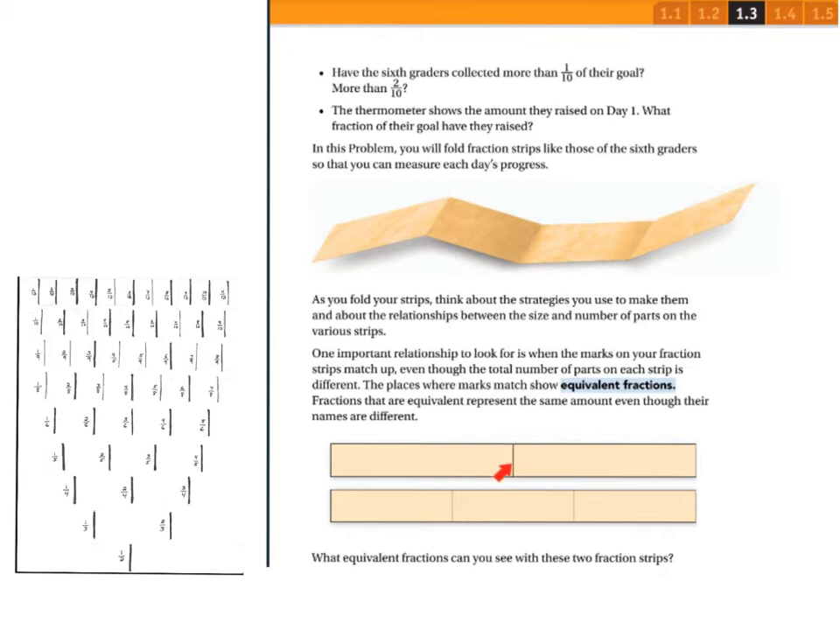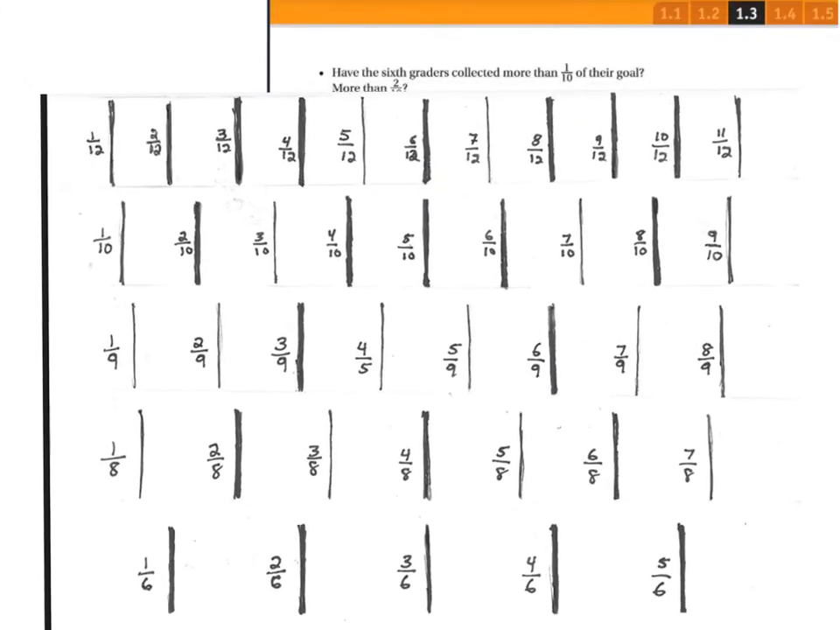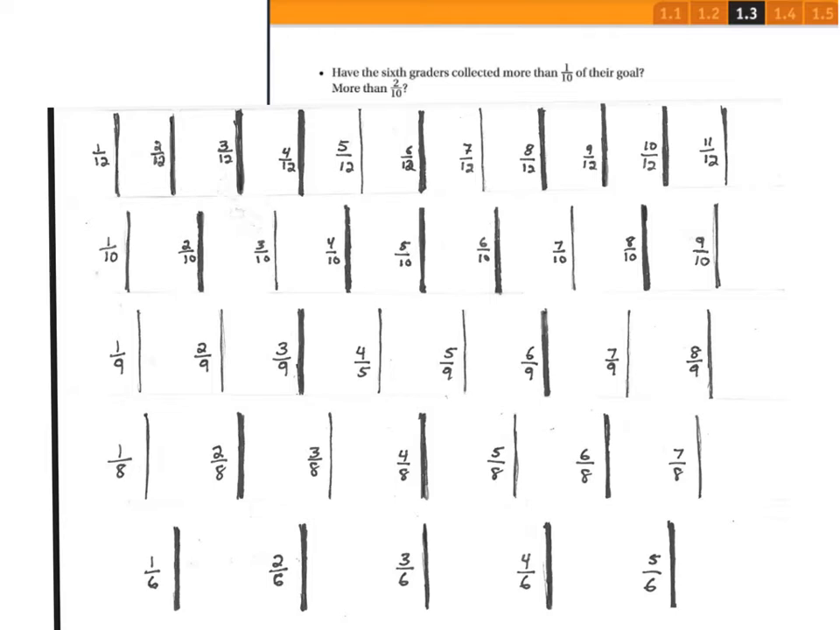So really what you look for is where the lines match up, and then you have an equivalent fraction. So fractions that are equivalent represent the same amount even though their names are different. You can have fractions that have different names but they mean the same thing. So here would be an example. If I take my highlighter here and we highlight, 6/12 is the same as 5/10 is the same as 4/8 is the same as 3/6.